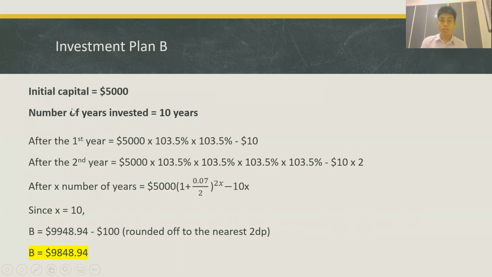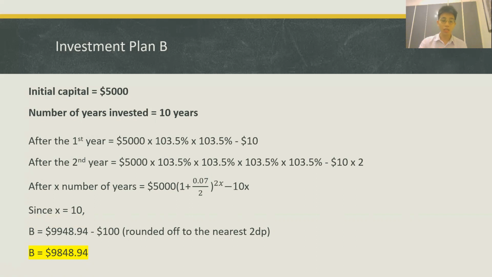So again, what remains similar is the initial capital of $5,000 as well as the number of years invested, which is 10 years. So how we're going to proceed with this calculation is that, remember previously we mentioned that it is compounded biannually and not annually. So even though the annual investment interest rate is 7%, for every 6 months for this investment plan, the money inside this investment plan will be compounded once. So which means to say that every 6 months it'll be compounded by an extra 3.5%, and after 6 months, it'll be compounded by another 3.5%.